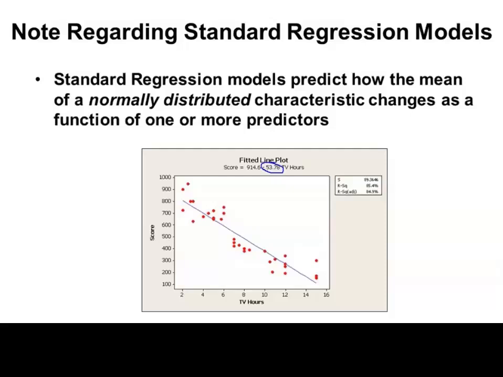Okay. And now the other thing is that regression models assume that the responses at a given X are normally distributed. And so what this line represents is the mean of a normal distribution. The mean is changing as TV changes. That's what a regression model does.